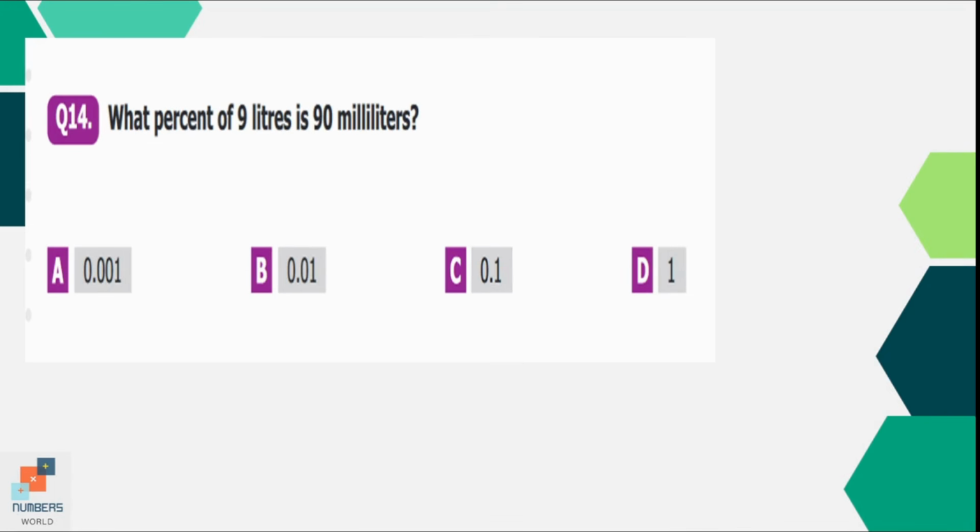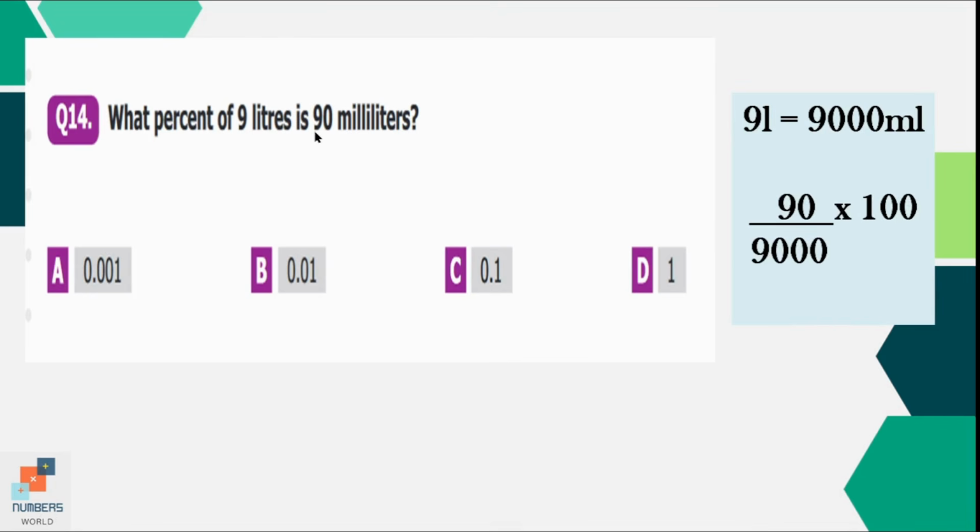Question number 14. What percent of 9 liters is 90 milliliters? To find that out, we will convert liters into milliliters. So 9 liters is equal to 9000 milliliters. To find out the percentage, we will divide 90 by 9000 and multiply it by 100. That is equal to 1%. So option D is the correct option here.